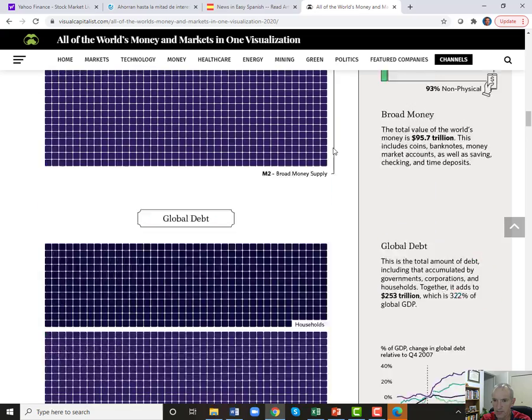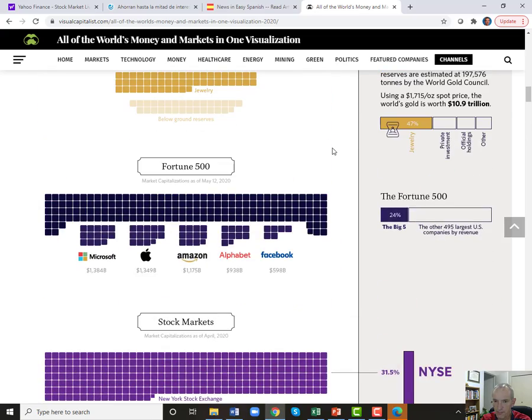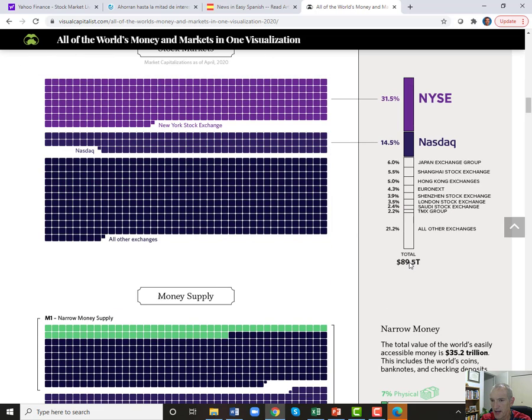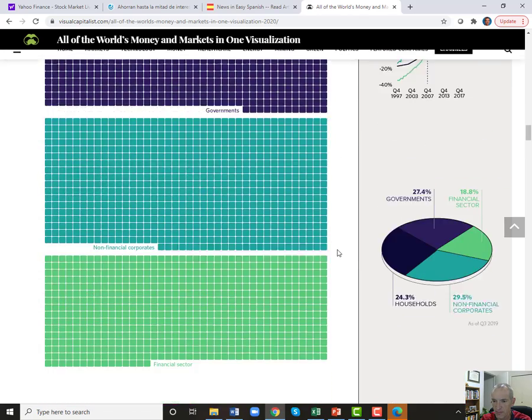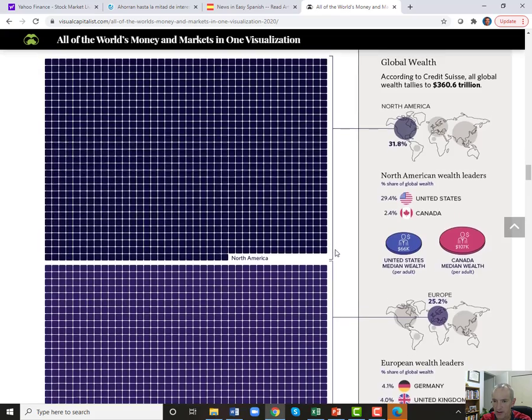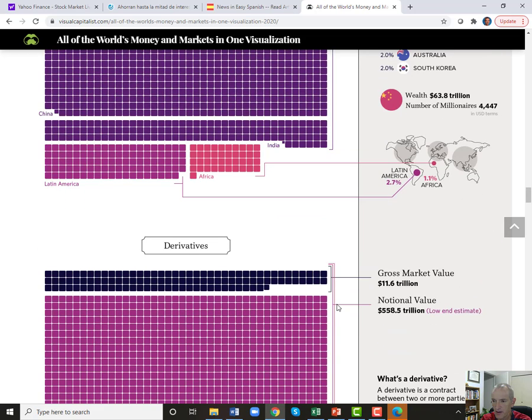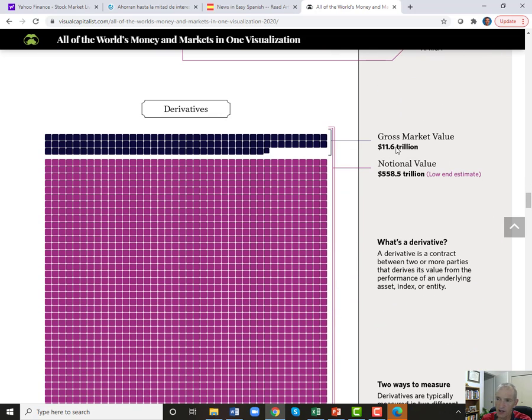Compare that to the stock market. If I can go back to the stock market. Stock market is about $90 trillion. That's all stocks in the world. About 20 trillion of that is the U.S. stock market. So when you get down to derivatives, their market value is $11 trillion, which is fairly significant. So it's probably half the size of the U.S. stock market, about a ninth of the size of all the stocks in the world. So it's a significant number, but it's not as large as the stock market.